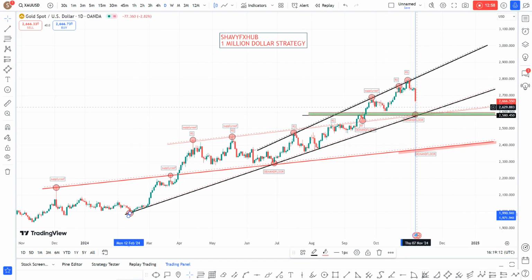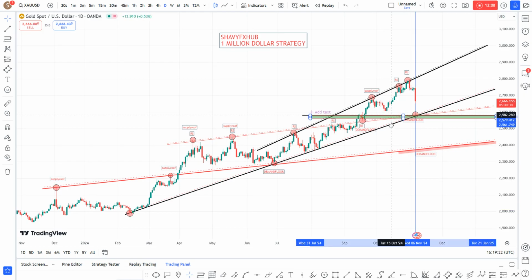So I see this happening, coming down to this level where we'll expect a strong bullish action. So we expect a bullish action at this level. I want to see price come into this box. If you see price into this box at 2580, please take a buy. It is based on weekly structure.